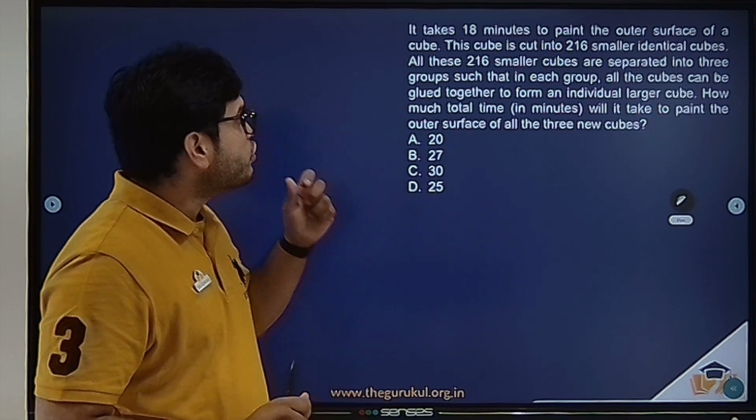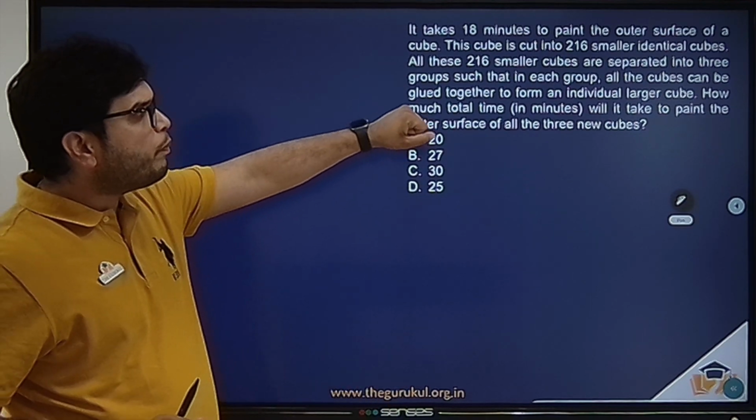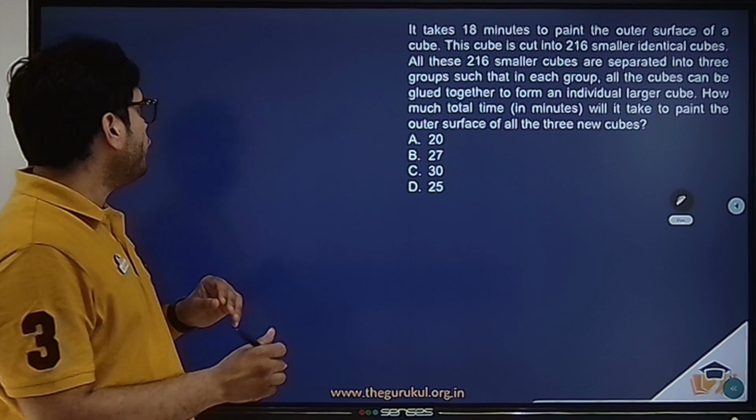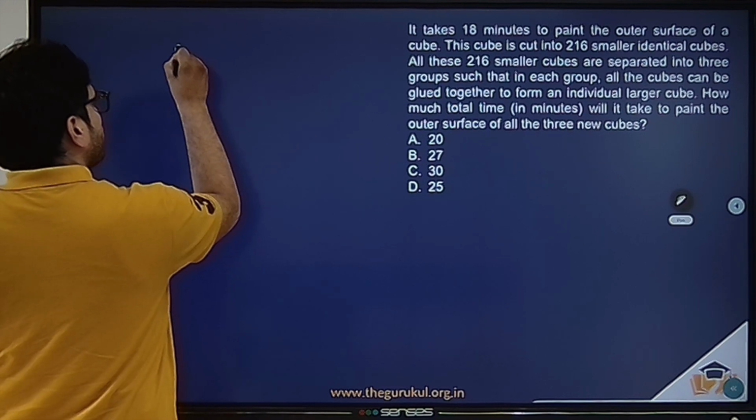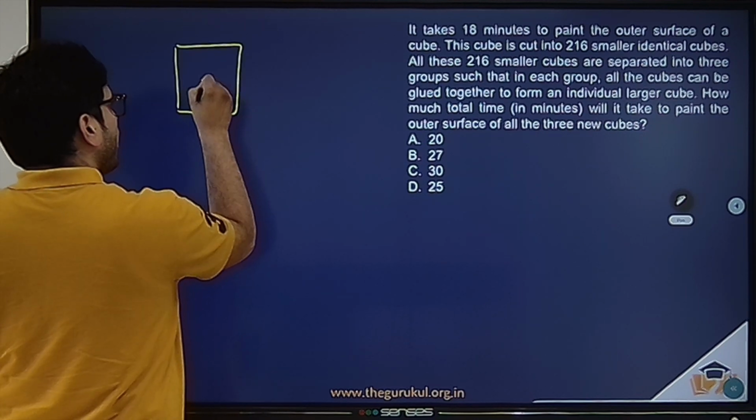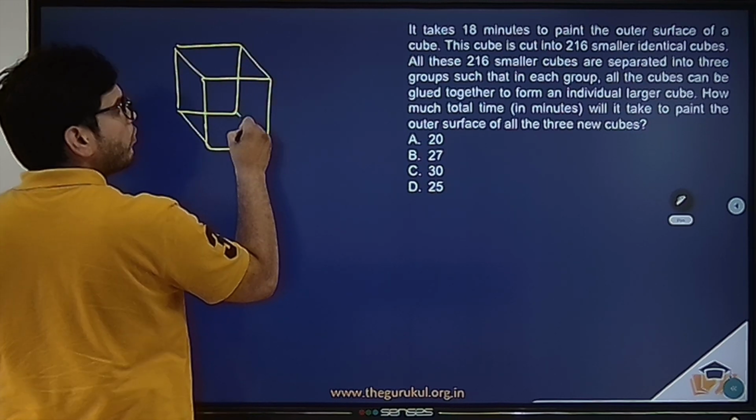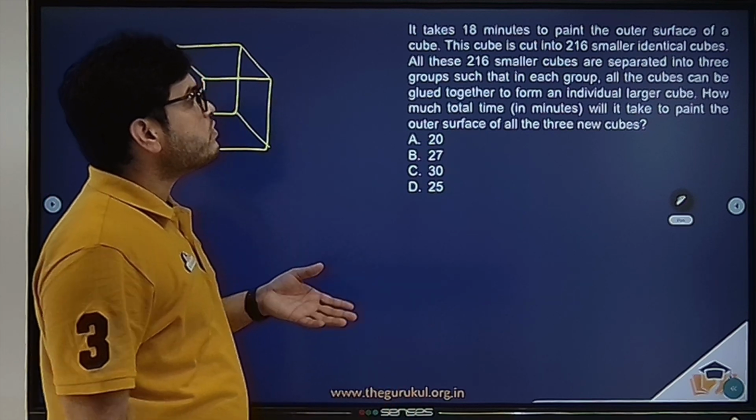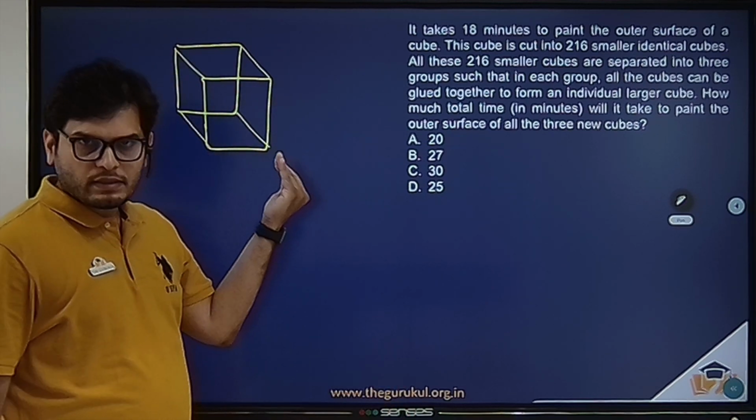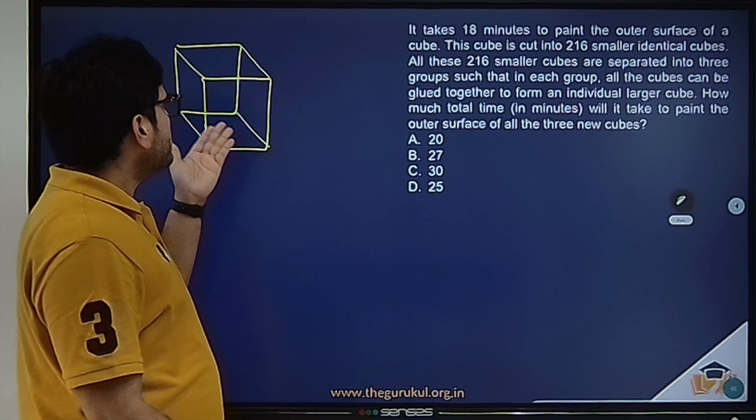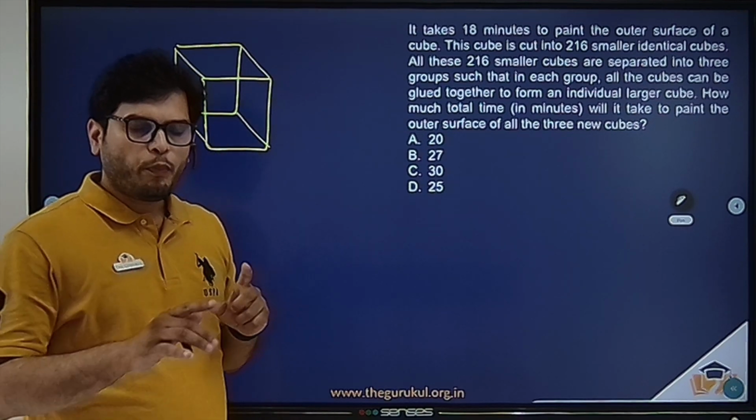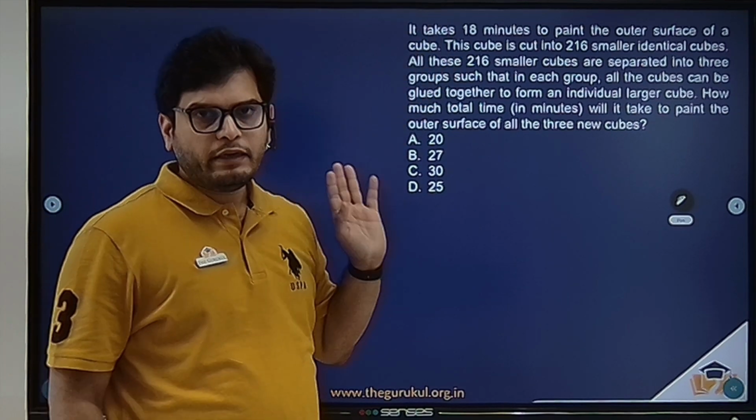Now coming to the third question. It takes 18 minutes to paint the outer surface of a cube. So you have a cube here and it takes 18 minutes to paint the outer surface of the cube. So you have six faces. So 6 into area of each face. So to paint that much area, it takes 18 minutes.